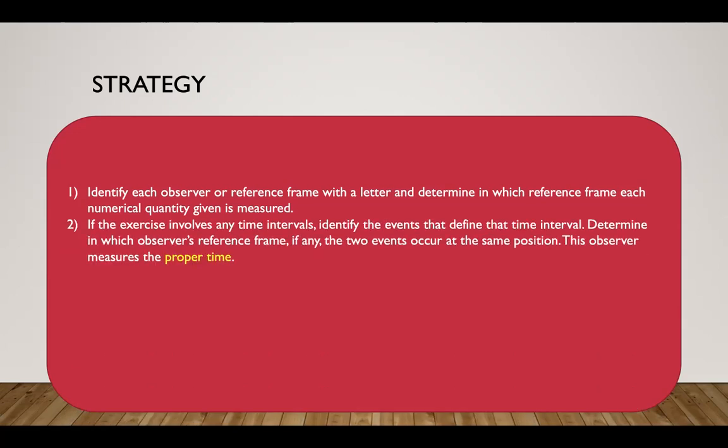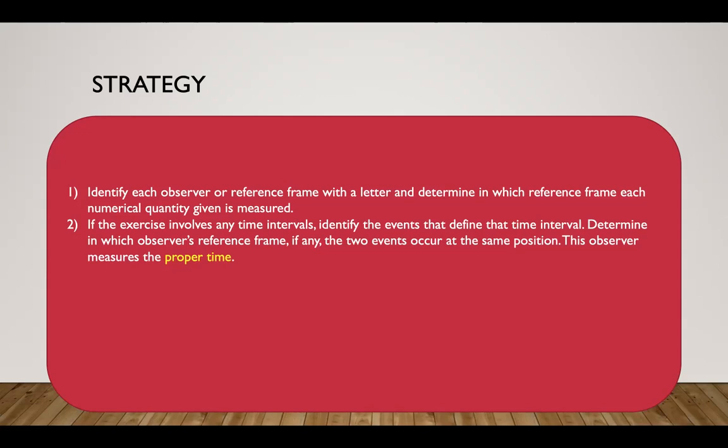If you have an exercise where you have time intervals, what you need to do is identify the events that go with that time interval. If you have questions, just speak up, okay? So you know that two events, like for instance, there's a star supernova happening. That's an event, right? Then it does a second pulse. That's the second event. That gives you the time interval.